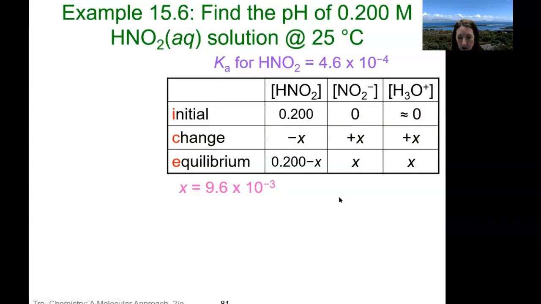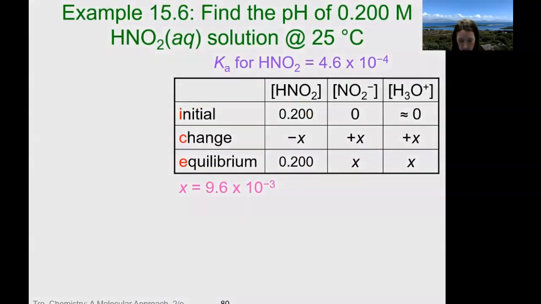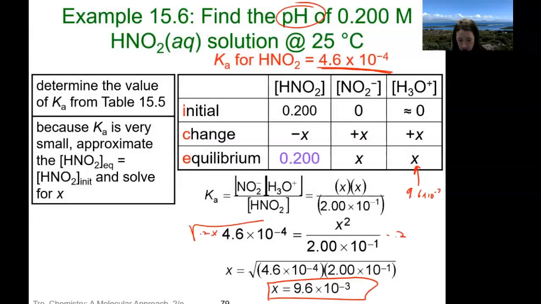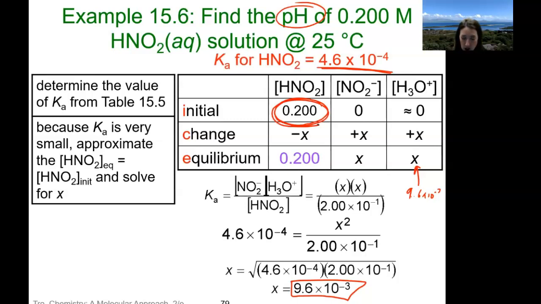Go back to the other slide. This one? Yeah. Not a problem. So a nice little thing to note here, this 9.6 times 10 to the negative 3, that's our change, right? So that's the change in the initial concentration. If we want to know how much this initial concentration changed, we divide this by this to get our 5%, that's the amount it changed.